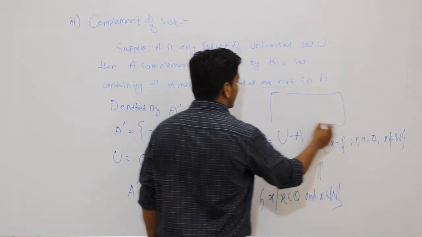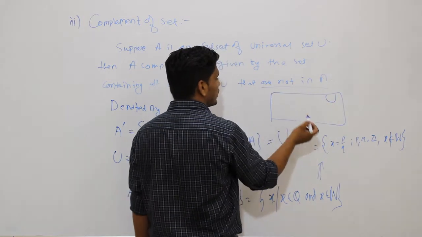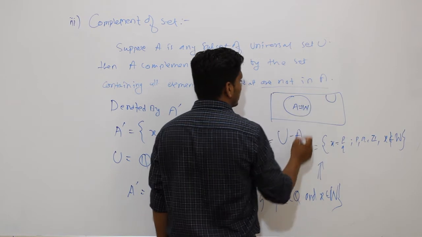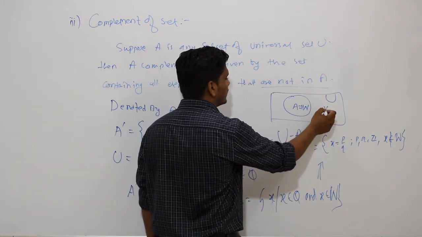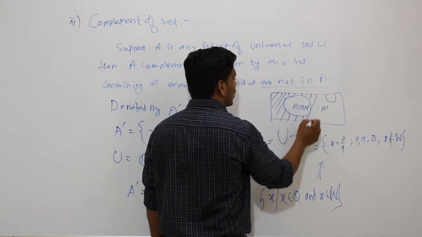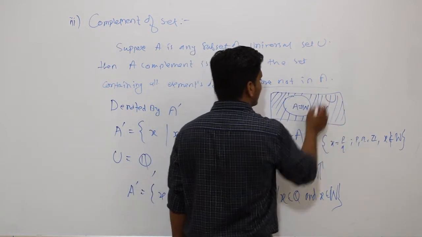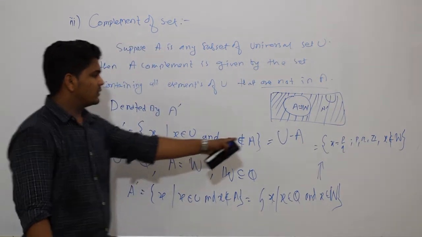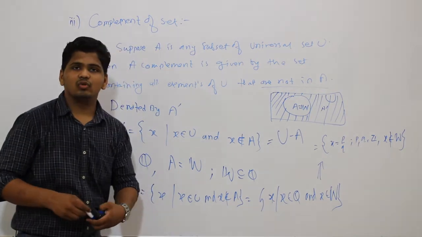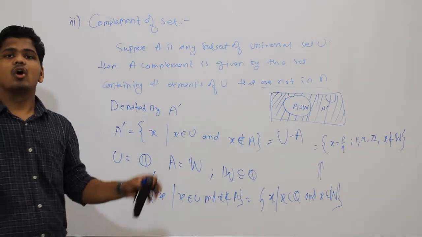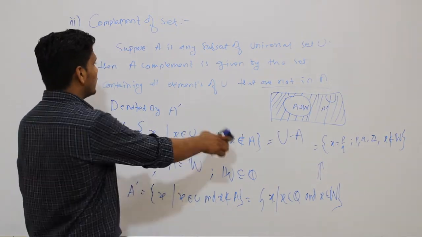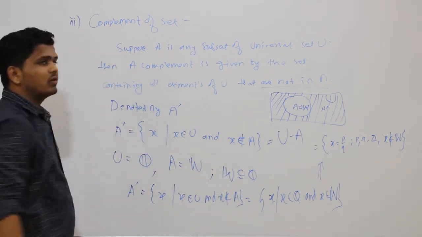Suppose this is your U, and I am having my A as my whole numbers set. Now what will be my A complement? It will be this. This will be all remaining elements that are not in this A. Okay, this is my A complement. This is nothing but all the rationals that are not whole numbers. Excepting 0, 1, 2, 3 and so on, the other numbers are nothing but my A complement. Okay, this was your example of a complement of a set.